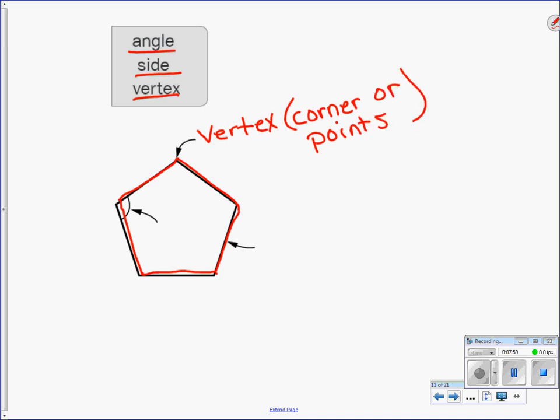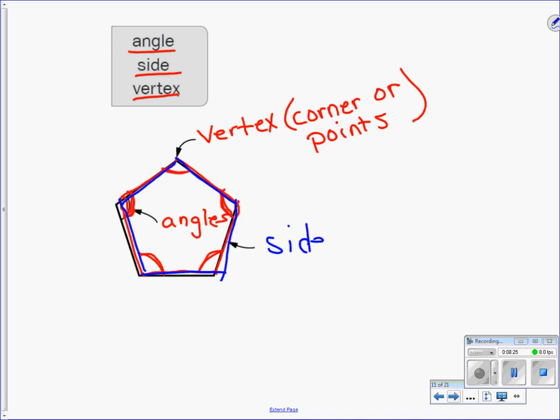Okay, and then here are angles. See how it is angled? So we would have here's an angle, here's an angle, here's an angle, and here's an angle. So that would be my angles. And the last part that we're going to do is our sides. And our sides are anything that connect our polygon.